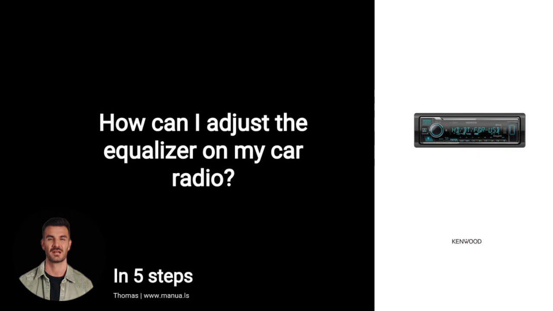Do you know many people are having trouble with adjusting their car radio's equalizer? Don't worry. In this video, we'll show you how to do this. Let's start. Step 1. Access menu. Turn on your Kenwood KMM-X705 and press the volume knob to enter the function menu.